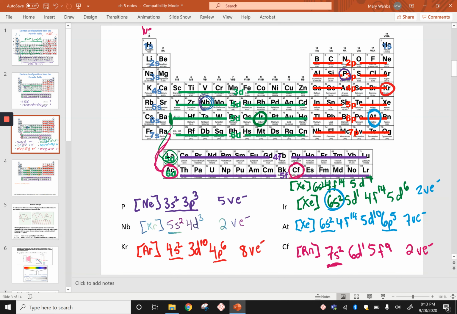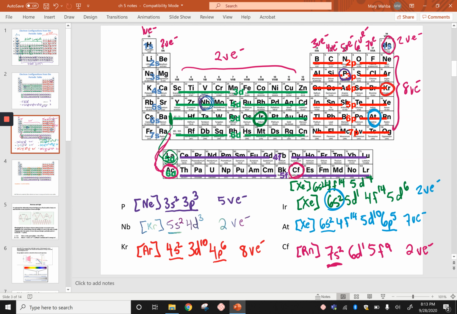So 1 valence electron for this group, 2 valence electrons. All of these are 2 valence electrons, for the most part. We're going to talk about some exceptions in a minute. This would be 3 valence electrons, 4, 5, 6, 7 valence electrons. These are all 8 valence electrons. And this one is just 2 valence electrons. Remember, because helium just has 2 electrons total.